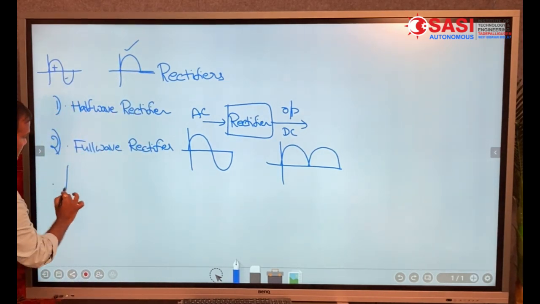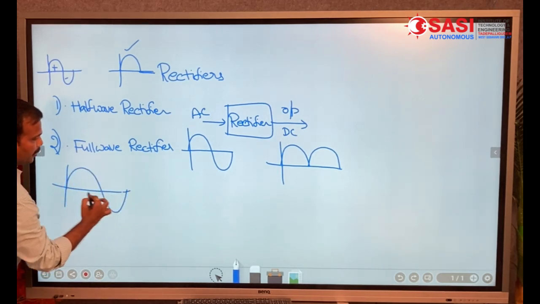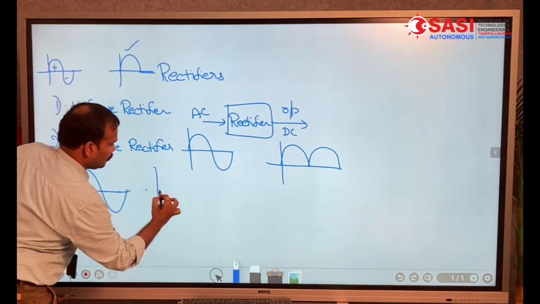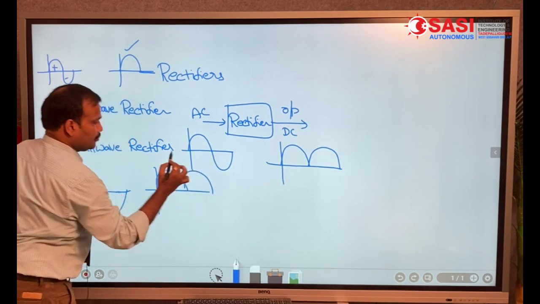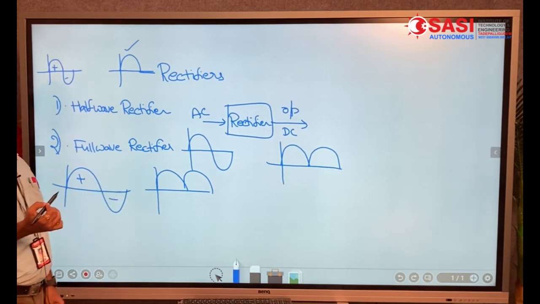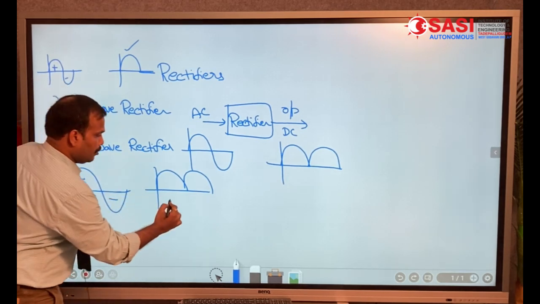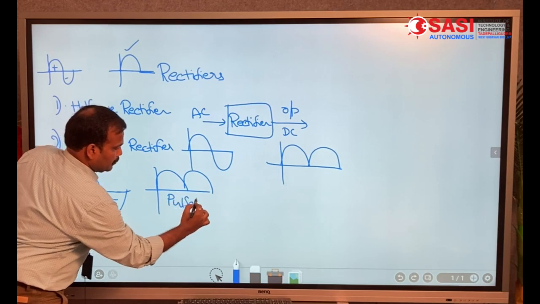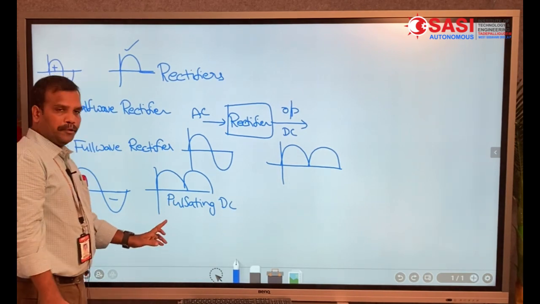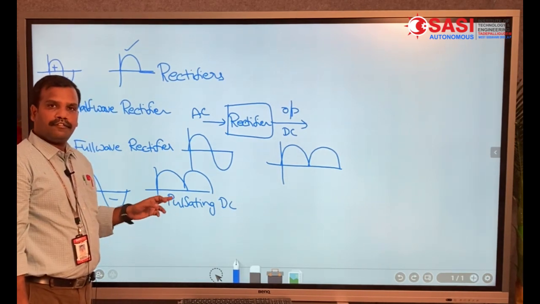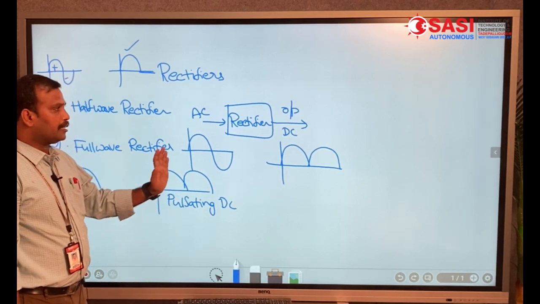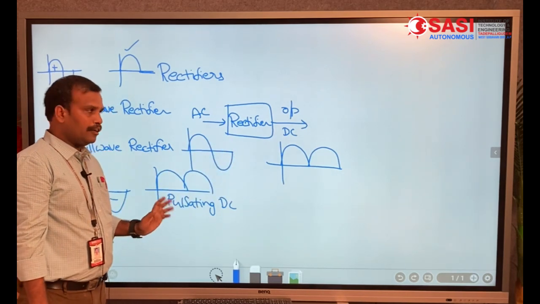The full wave rectifier converts the complete AC cycle, the AC signal, into pulsating DC. That means the positive half cycle as well as the negative half cycle, both half cycles are converted into DC signals. This is called pulsating DC. It is not a pure DC. To obtain pure DC, filter circuits are used at the end of the rectifier, meaning the rectifier output is applied as an input for the filter.